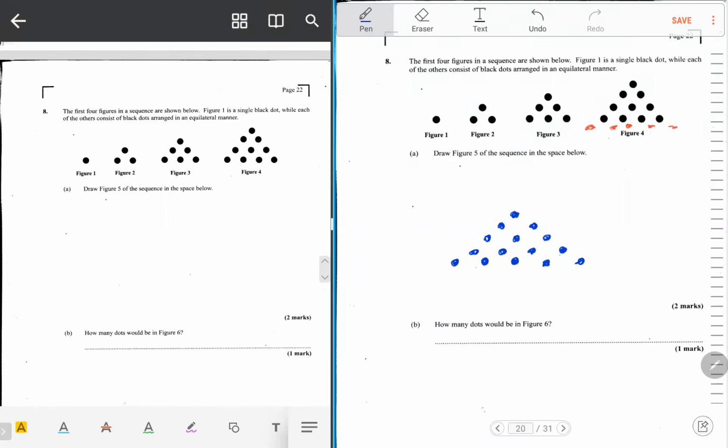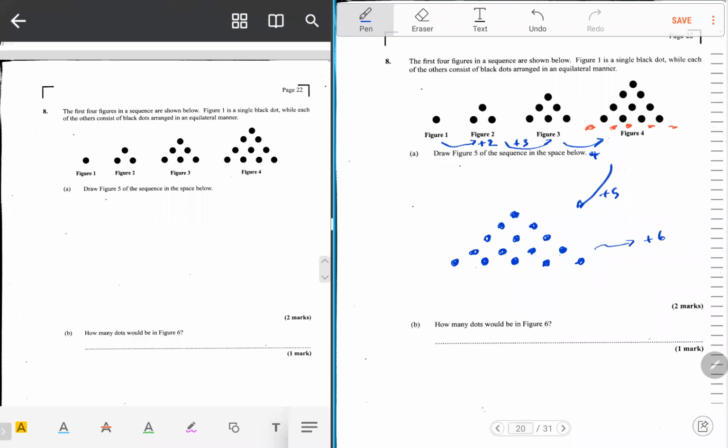It says, how many dots would there be in figure number 6? So to figure that out, look what happens. From here to here, you add 2 dots. So you add the figure number to get this one. Then from here to here, you add 3 dots, from here to here you add 4 dots, and from here to here you add 5 dots. To go to the next one, you'd have to add 6 dots.